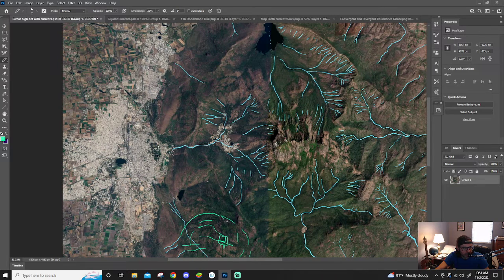This current's coming in here, branching out. Down there to this boundary.